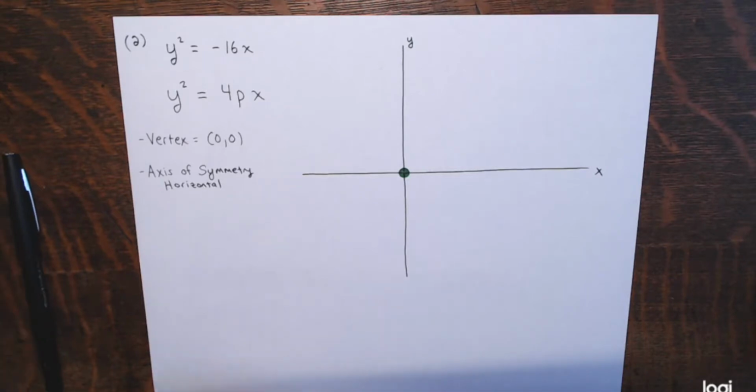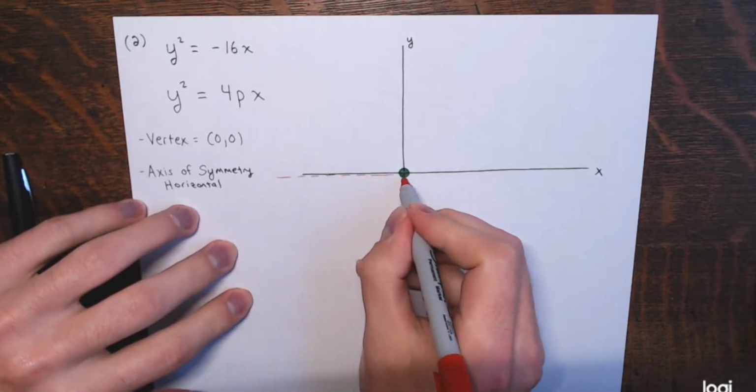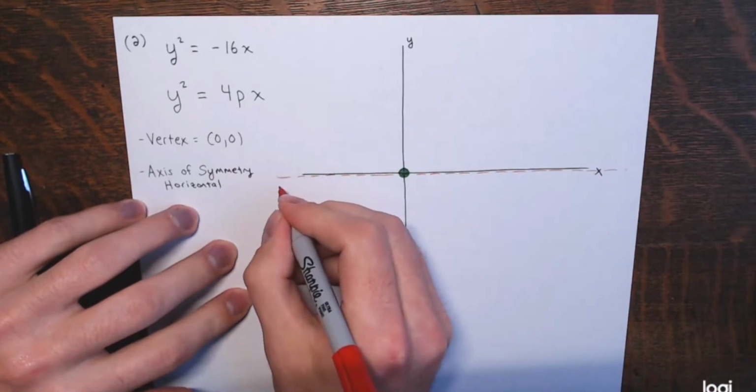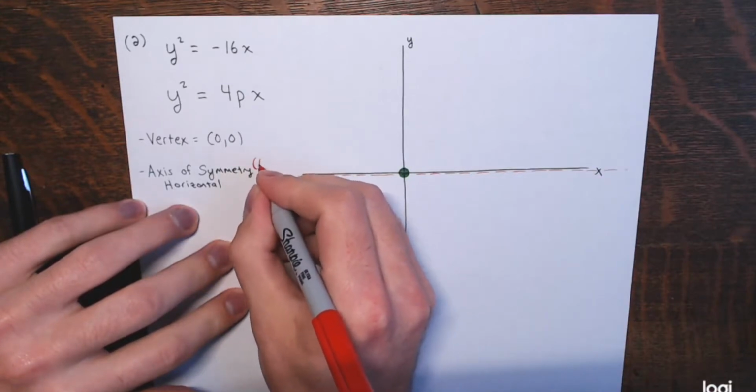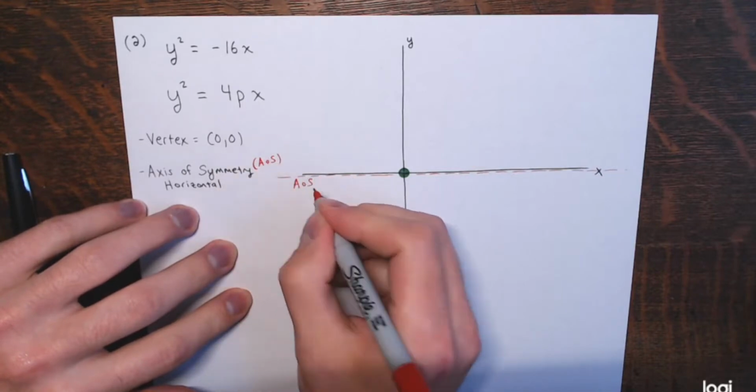And again, I'll put in the axis of symmetry would be the x-axis here, a horizontal line going through the origin. And from here on out, I'm going to label axis of symmetry as AOS. So there's AOS, axis of symmetry.